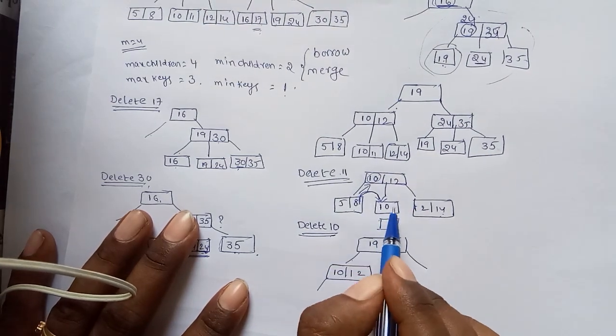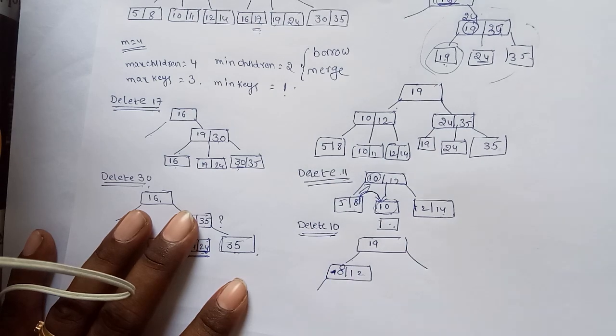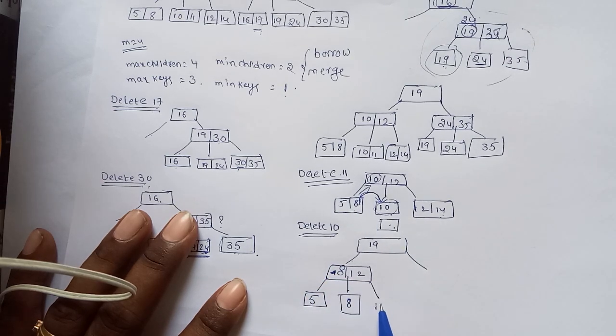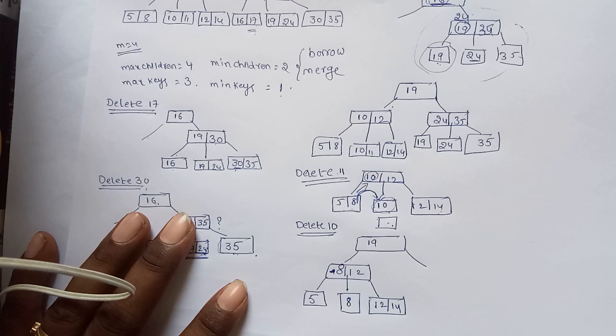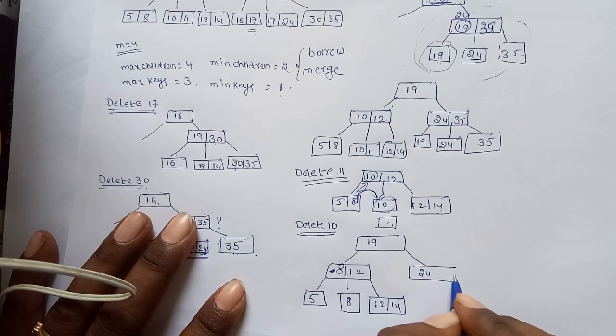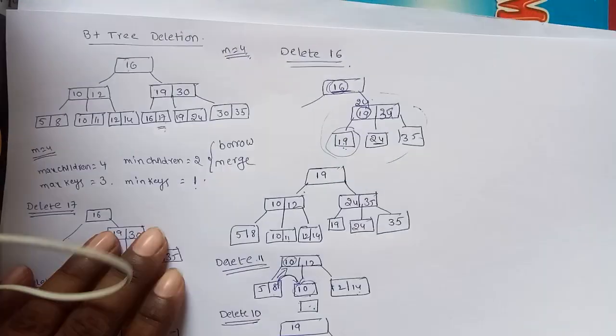So at a time I am removing this one and this one. So simply what happens? This is 8. The left one is 5 and the middle one is 8 and the right one is 12, 14. Okay, deletion of 10. So here also 24, 35, 19, 24, 35.